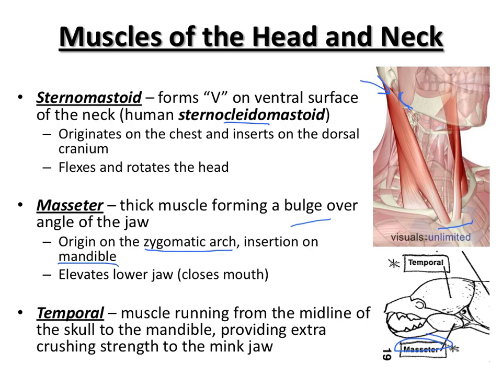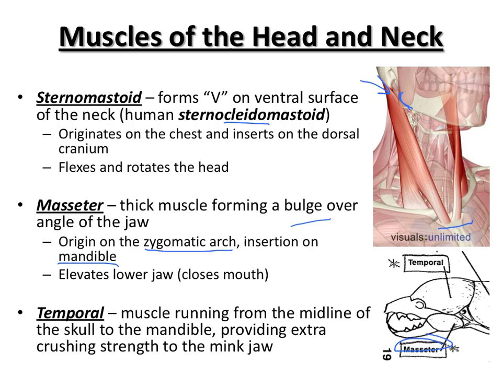This muscle is really strong in mink and other carnivores because it allows them to clamp onto their prey and not let go. So if you have a dog at home and you ever play tug with that dog with a toy, you can appreciate the strength of the masseter, which they're able to just clamp down and not let go.